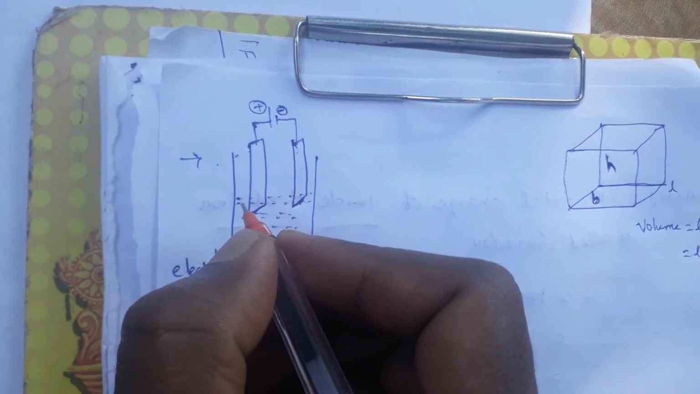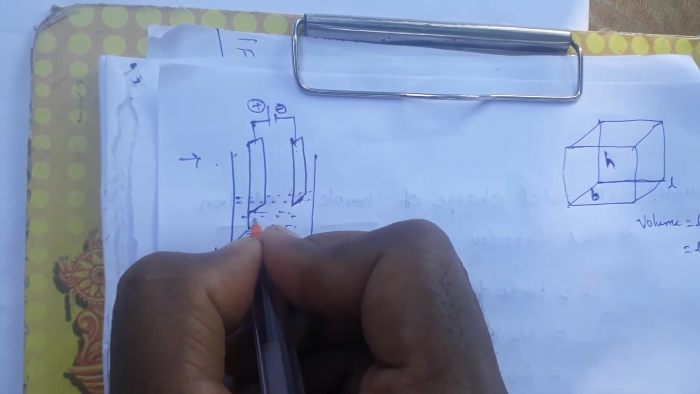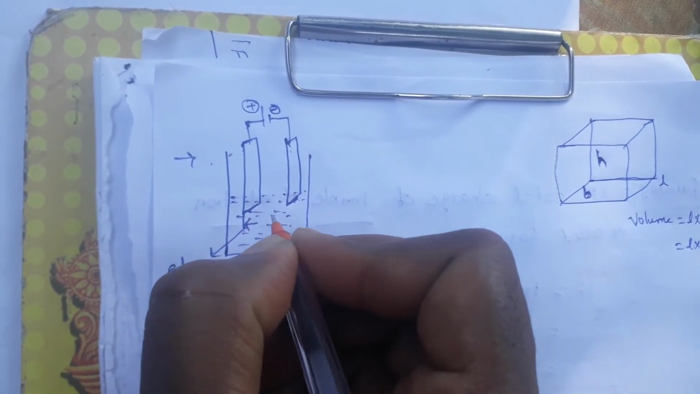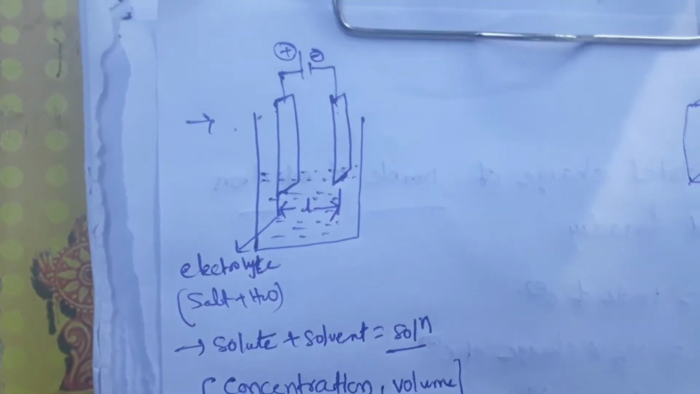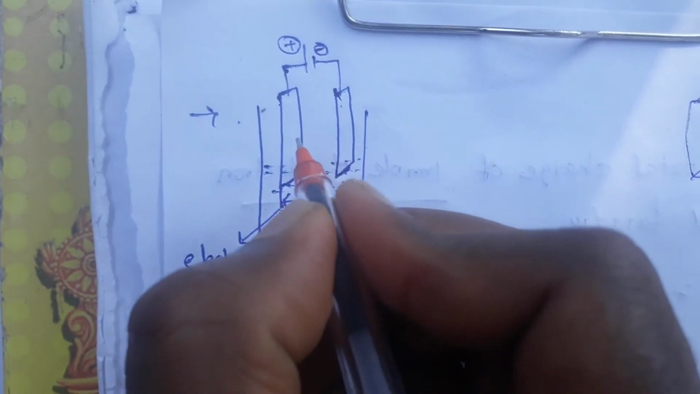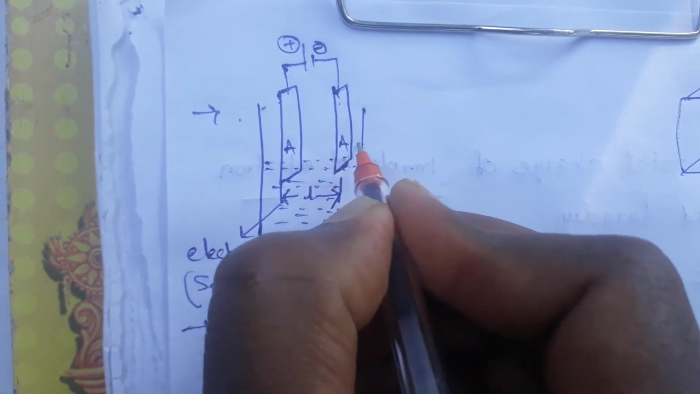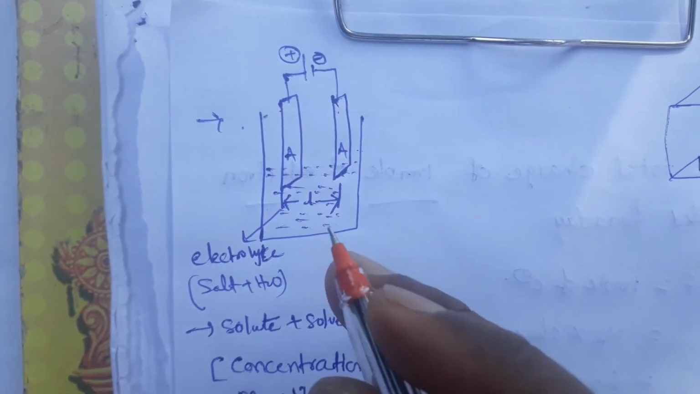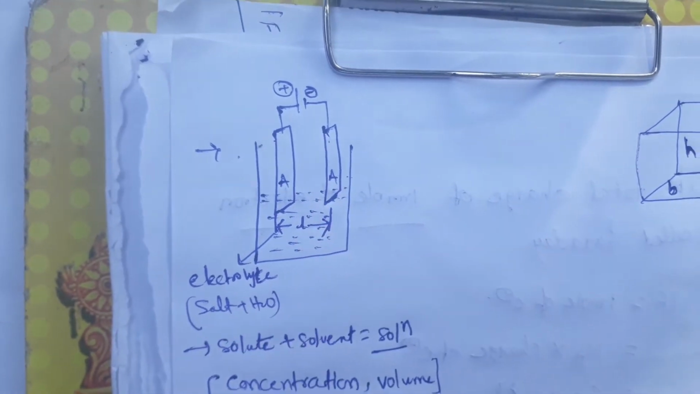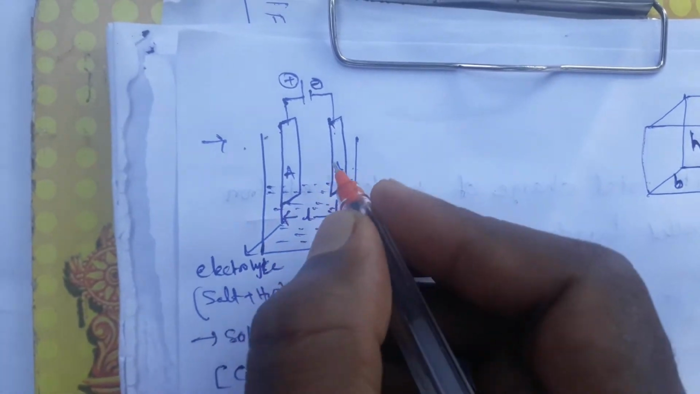And the interesting thing here is, this is the length, the separation length between the two electrodes, and the electrodes have some area. So the volume will come.